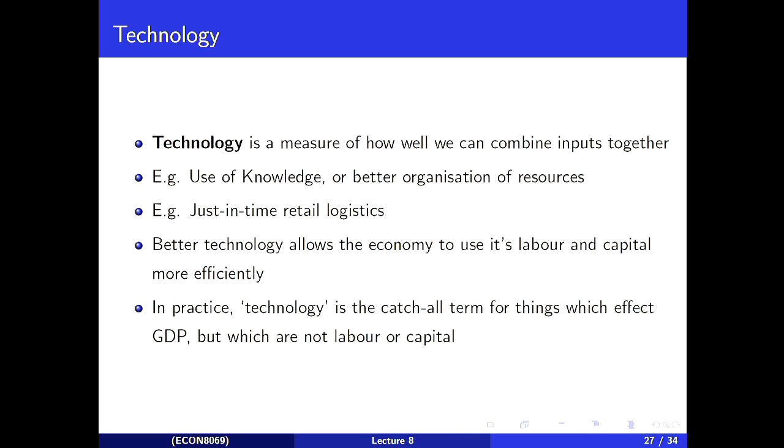The last thing I want to mention before I move on from technology is that in practical work, when you're doing econometrics, technology is just the "and everything else" category, right? We know labor matters, we know capital matters, and there seems to be something else that also matters, and we're going to call that something else technology. And we're not going to look too deeply into what it is. We're going to include things like retail logistics and better use of resources and so on and so forth. But really, we're just going to put that to the side and say it's technology and not worry too much about what's in that box. So anything that's going to affect GDP, or affect productivity, I should say, that isn't labor, isn't capital, isn't human capital, we're going to call technology.